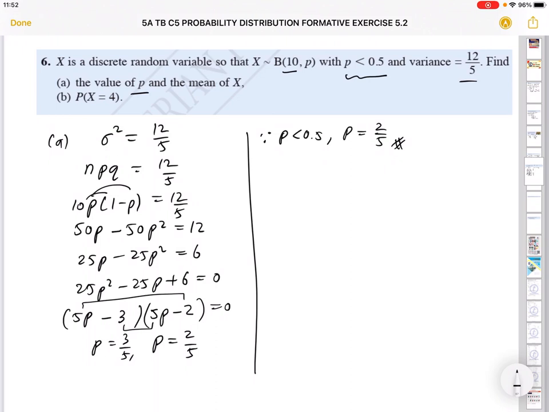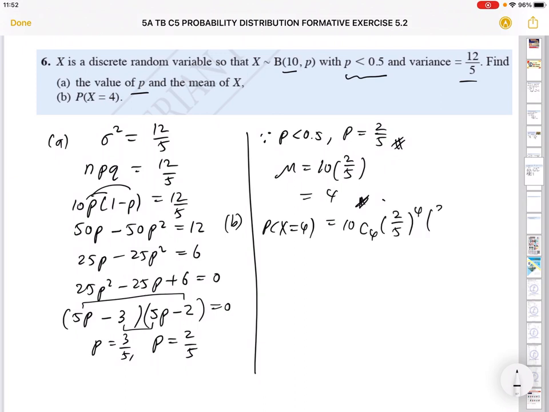Now, once you've got your p value, you want to find your mean. Very simple. Mean is np. Since my n is 10, my p is 2 over 5, my mu is just 4. All right, that is part A. Part B, I want to find the probability that x is 4. Simple, use the formula: n is 10, 10 C 4, p is 2 over 5, power 4, q is 3 over 5, power 6, and my answer is 0.2508.